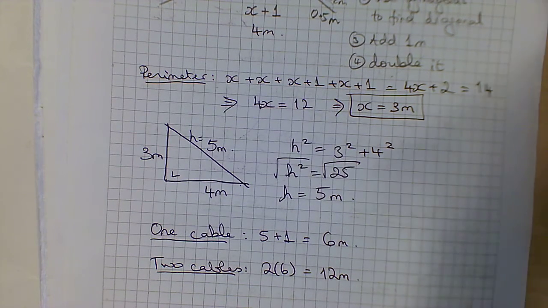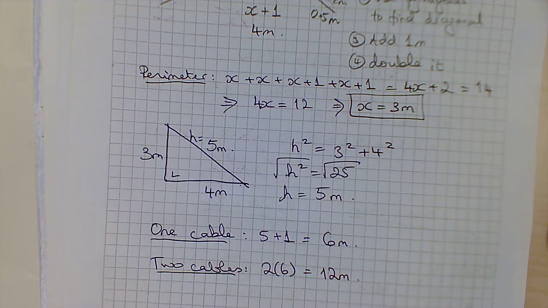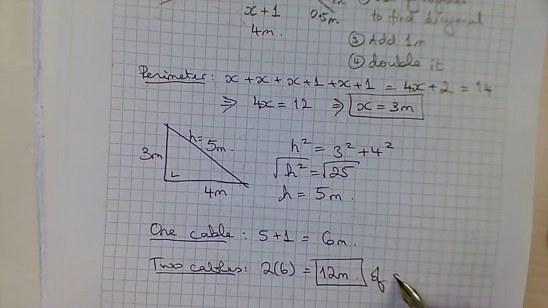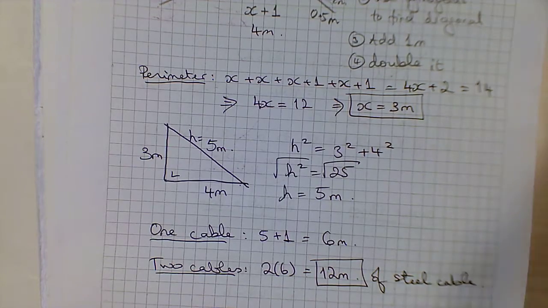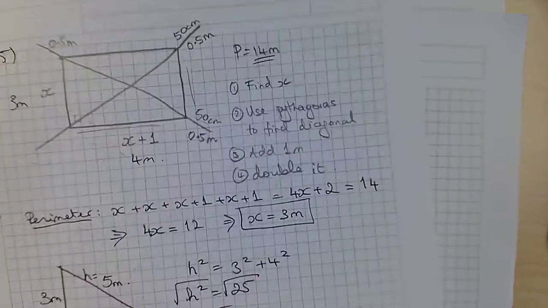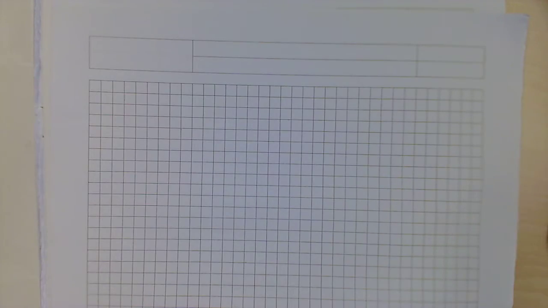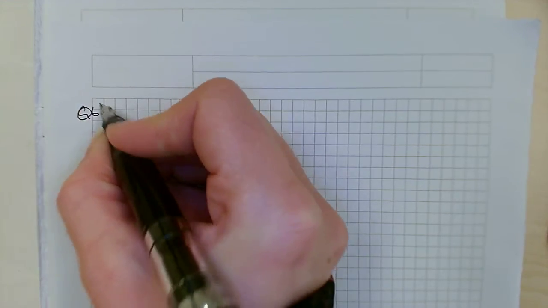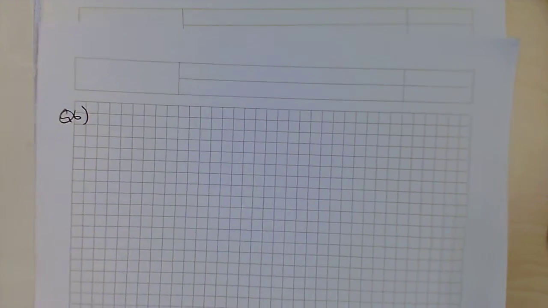Now, let's just double check. Have I answered the question? Find the length of steel cable required. 12 meters of steel cable are what is required for this question. Okay, so it looked like a difficult question, but once we broke it down with the diagram and thought about the steps, we were able to answer it quite quickly.